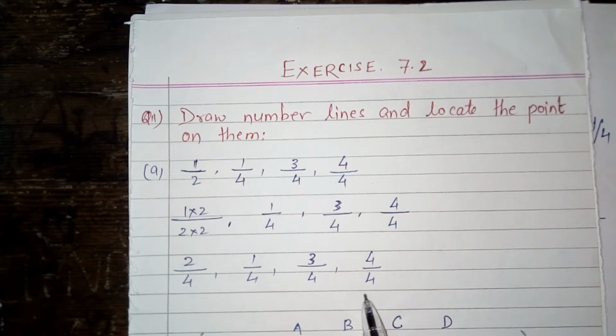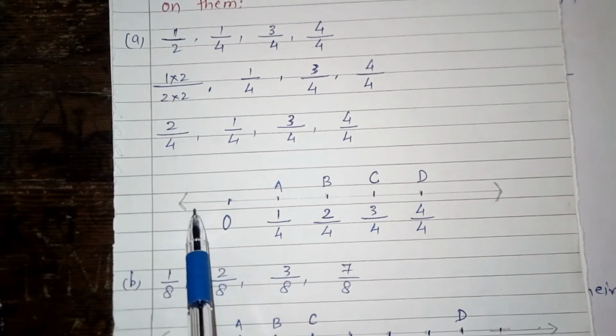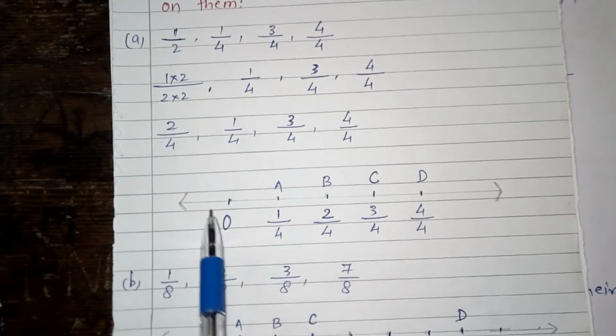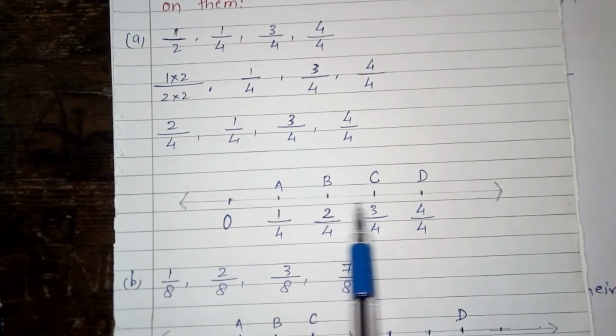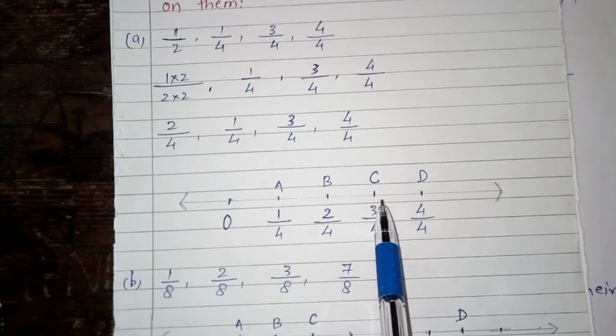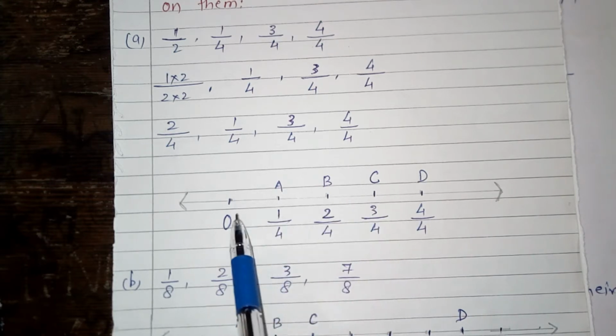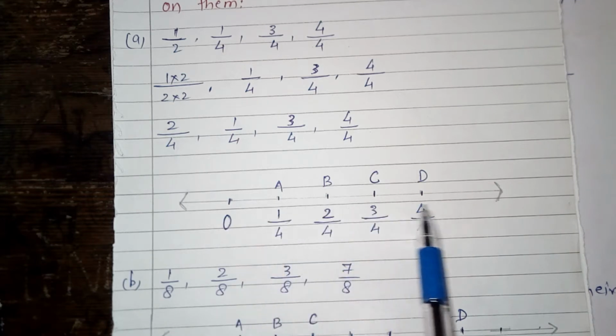Okay. Then after that, what will we do in the next step? First we make one number line. Now in the given number line, we mark points at equal distance.